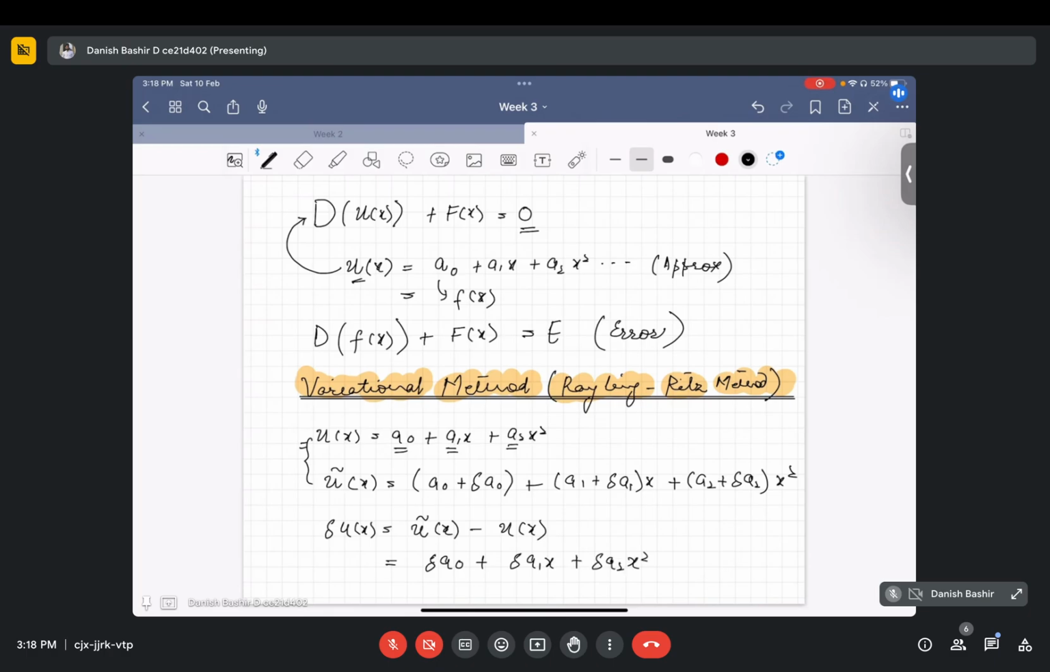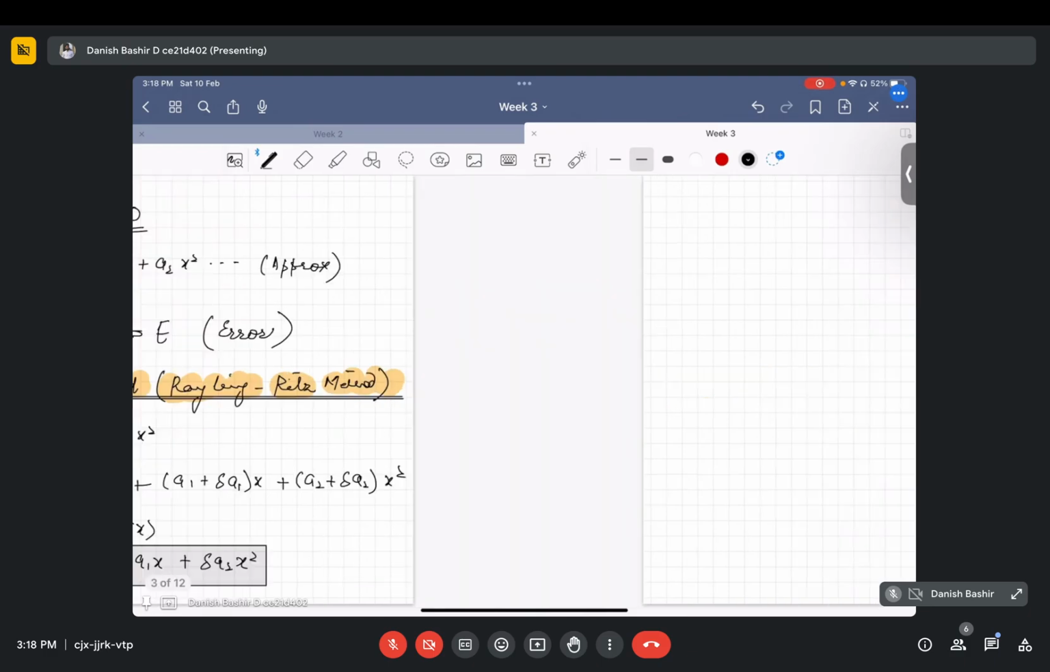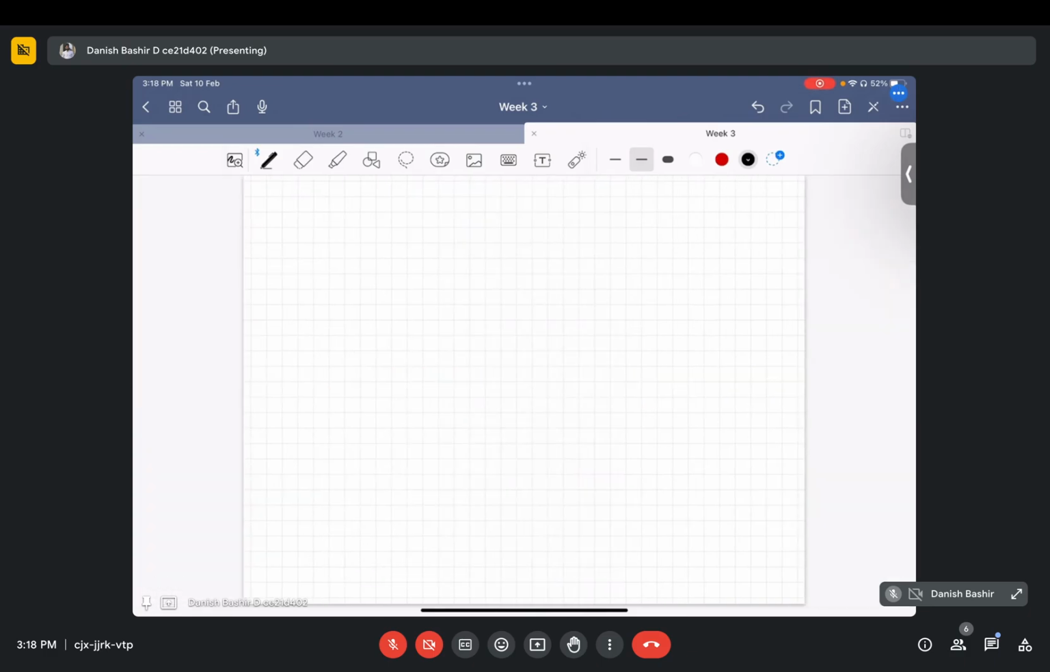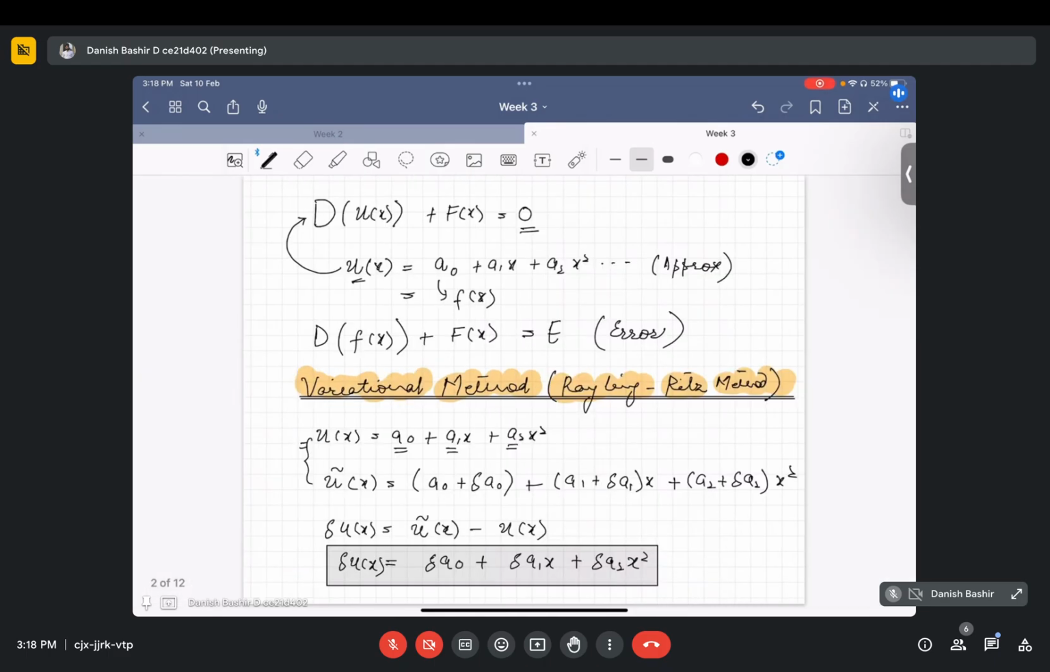Keep this in mind because we will be using it in a few minutes. This delta u of x is the variation in the approximate solution. So we saw how we calculated the variation in the approximate solution, delta u of x.